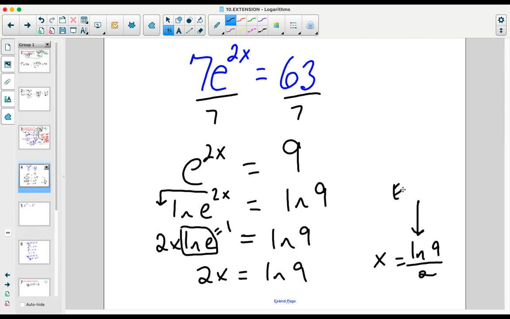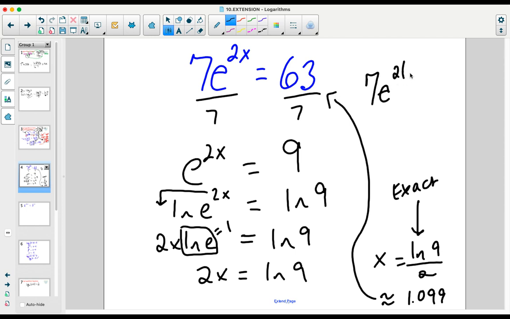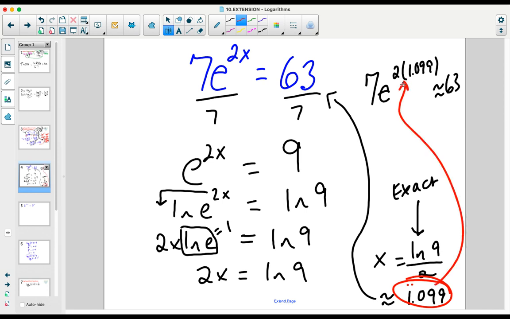This is what we would call the exact answer. If we wanted an approximation, the calculator could help with that. We get about 1.099, or 1 and 99 thousandths. We can always substitute that back in to test to make sure we get approximately 63. The moment that you round this number right here, your back substitution is not going to be exact, which means your answer is not going to be exactly 63 when you're done with the evaluation. We're looking for close to 63. We're not looking for perfectly 63.